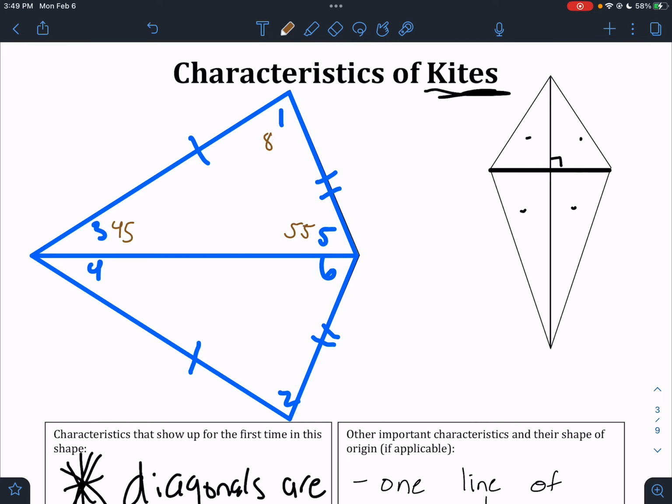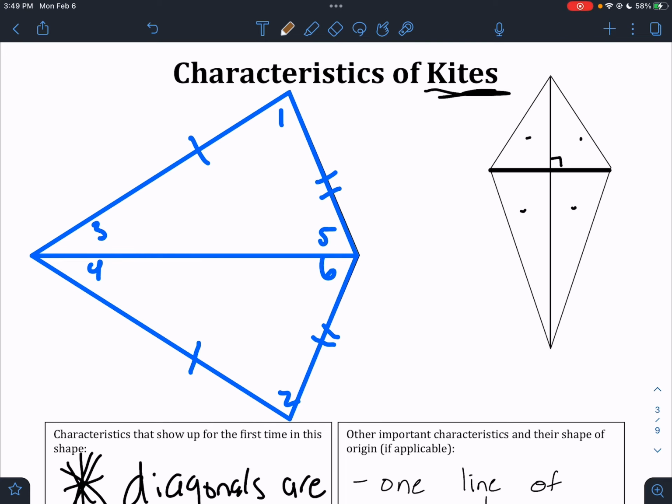Can a kite have exactly 2 right angles? Well, could this corner be 90? And then you reflect it, and this corner would be 90? Yeah. And then these could be any other number? Yeah. So yes, you can have exactly 2 right angles.